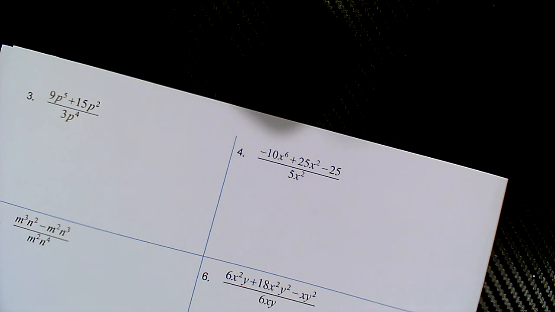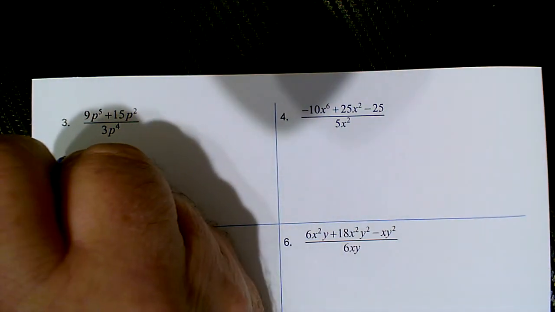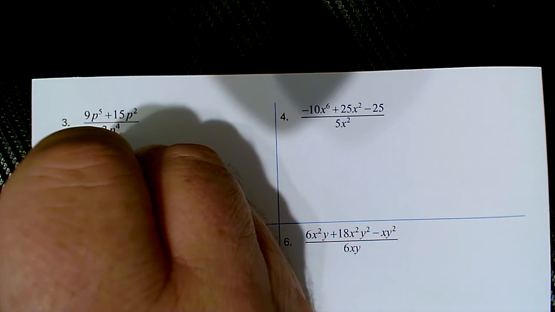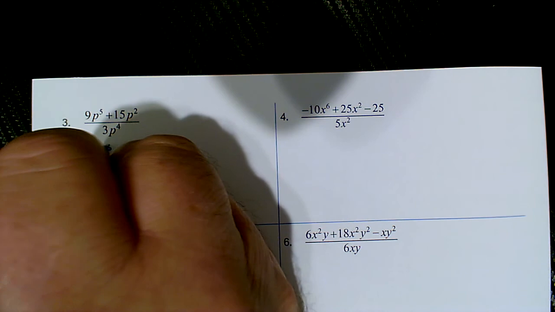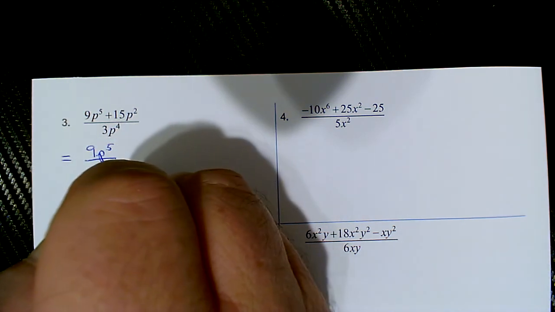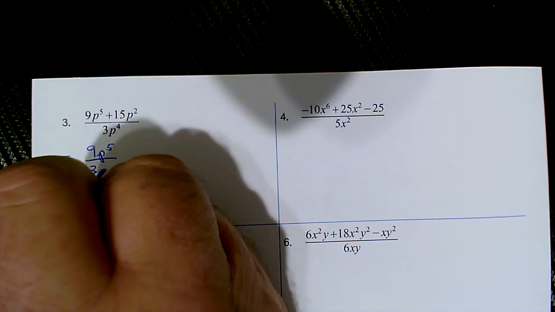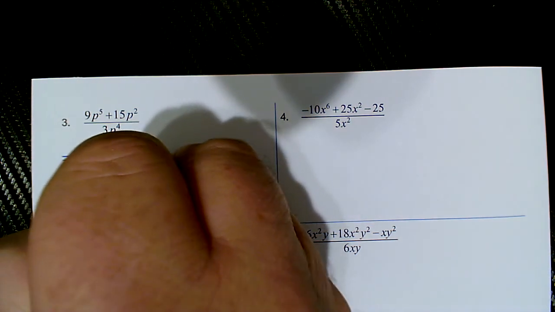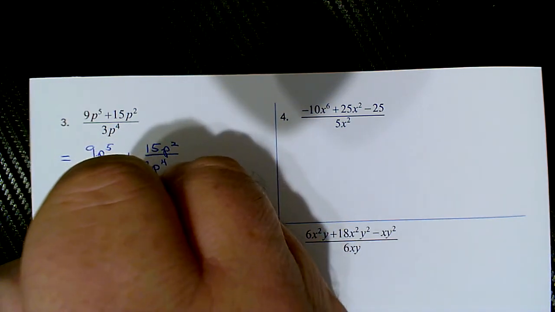But now we see a few more examples where there's some variables, again, involved in the denominators. So just take the step to rewrite with that property of dividing that denominator into each term of the numerator. So just recopy the terms in the numerator, in this case 9p to the 5th, and show that you're dividing by 3p to the 4th. And similarly, plus 15p squared divided by 3p to the 4th.